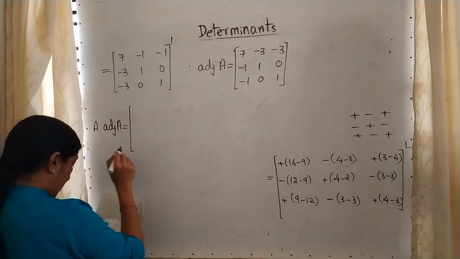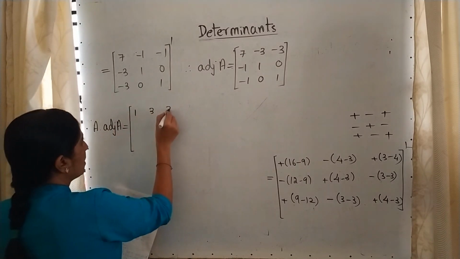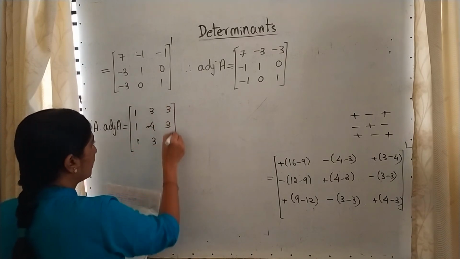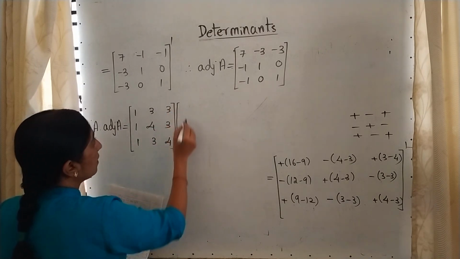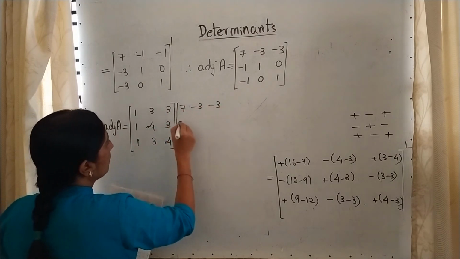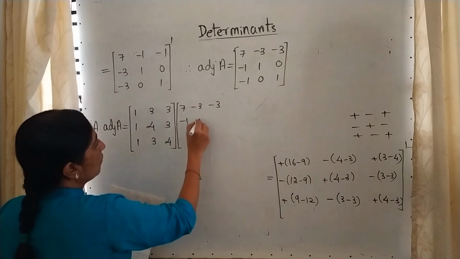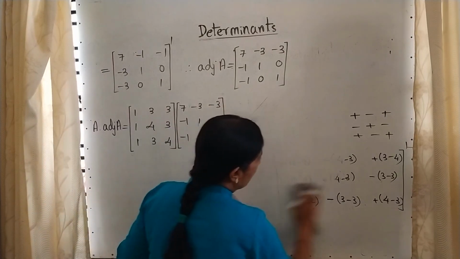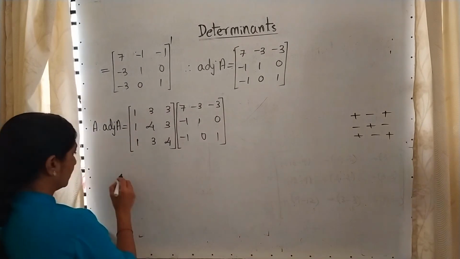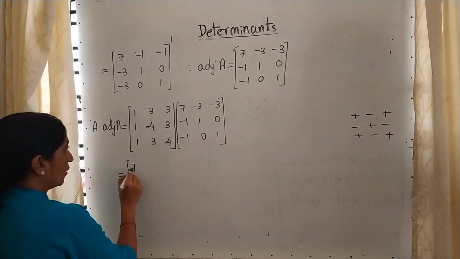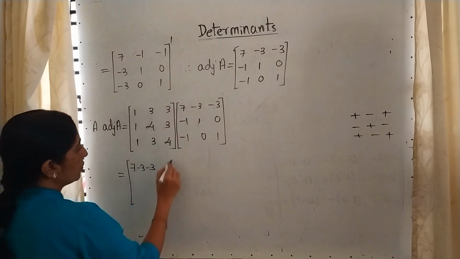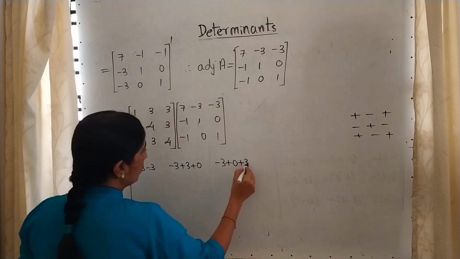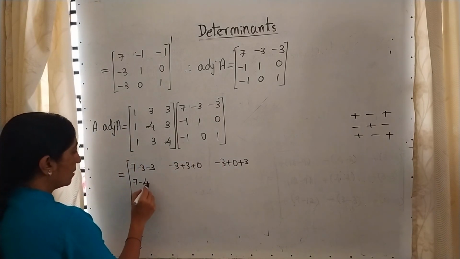A is a given matrix 1 3 3, 1 4 3, 1 3 4 and adjoint A 7 minus 3 minus 3, minus 1 1 0, minus 1 0 1. Now multiply these two matrices. 7 minus 3 minus 3. First row with first column. Then minus 3 plus 0. Minus 3 plus 0 plus 3. 7 minus 4 minus 3.